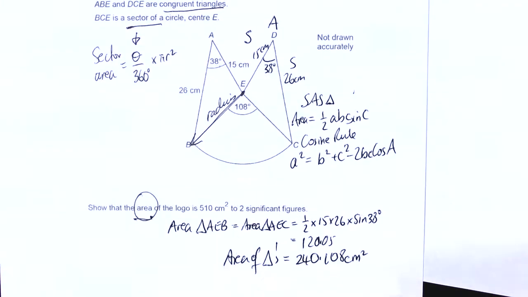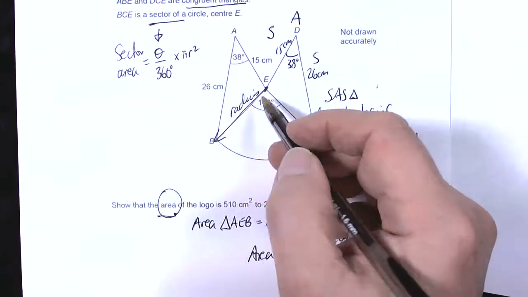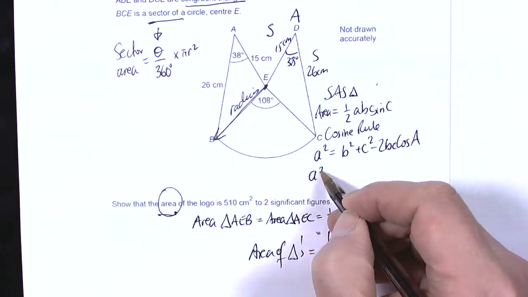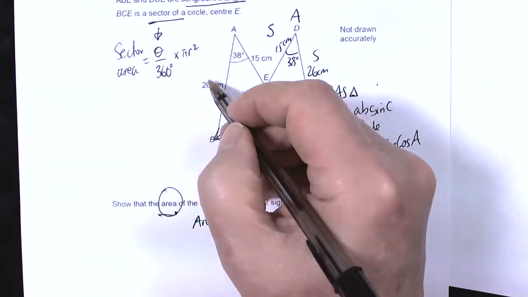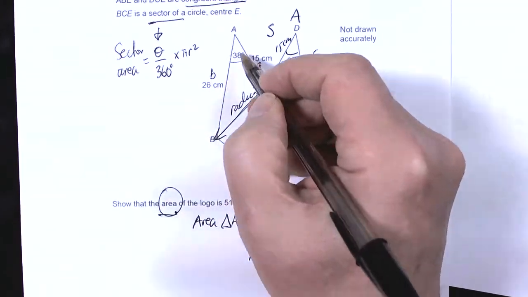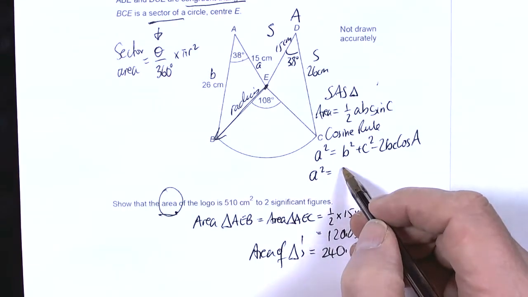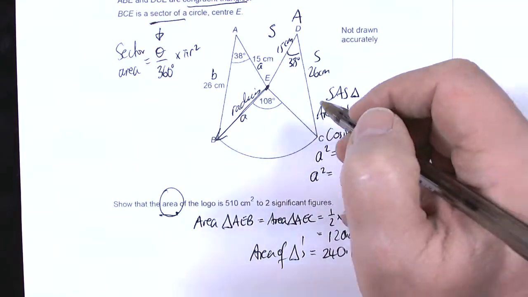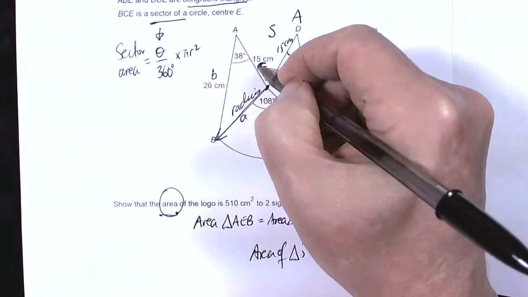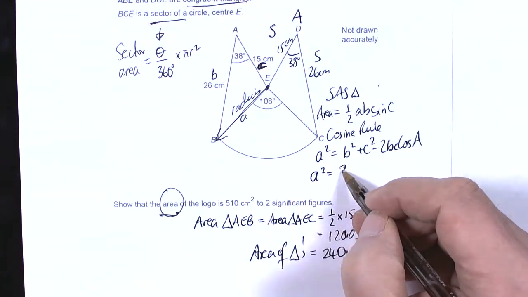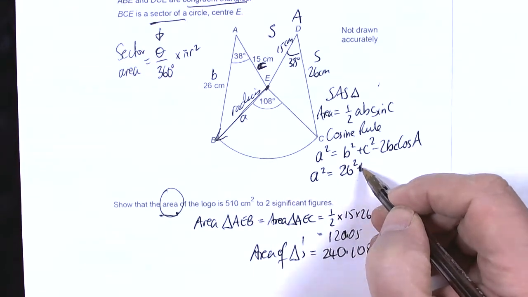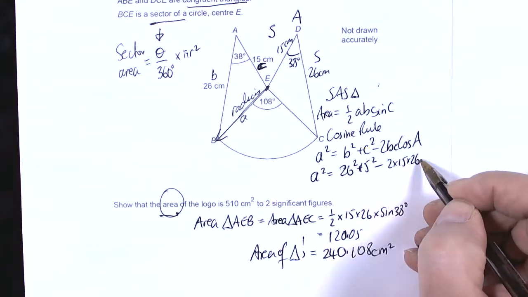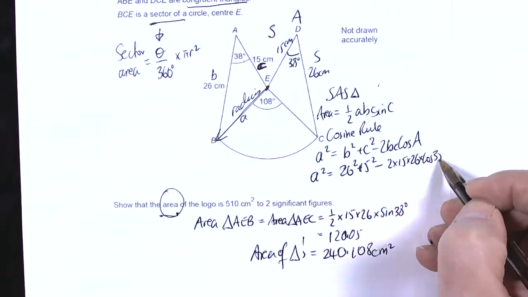We now need the length of the radius. Well, we've got a side-angle-side triangle, so we're going to use the cosine rule. So we know that a squared is equal to b squared... well, if we call this b, call this a, then it doesn't really matter. So that's a, this is little a, so that's b, so this will be c. Okay, so let's go for them. So we've got 26 squared plus 15 squared minus 2 times 15 times 26 times the cosine of 38 degrees.